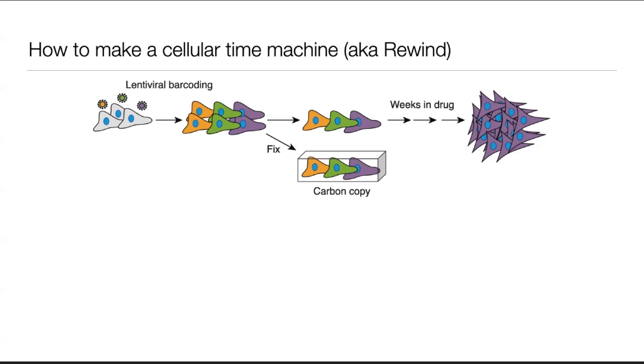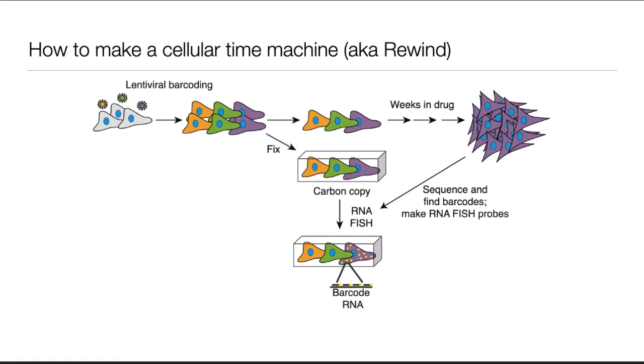And then the other set of cells, what we'll do is add drug to them and see which ones form resistant colonies. So in this case, purple is the lucky winner. So the purple barcode grew out and made this purple colony. Then what we do is we say, okay, well, now we know in the future purple wins because we sequence all the colonies and we find the purple barcode.